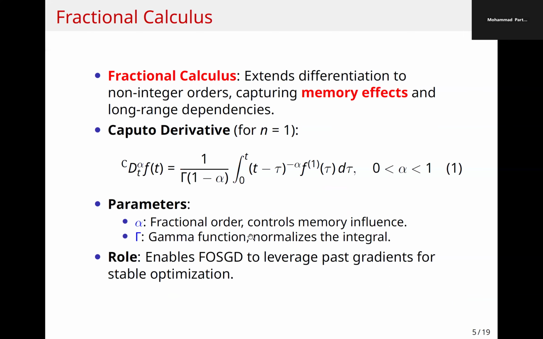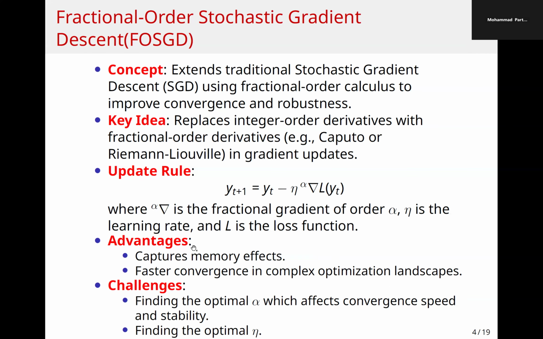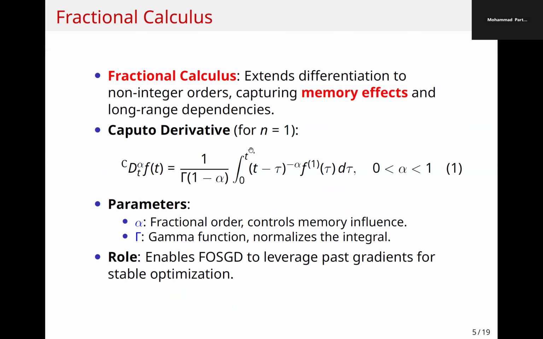But there's a challenge here. In fact, finding the optimal alpha is a big challenge. So we need to find a way to find the optimal value for alpha. Also, you see that finding the optimal learning rate is also a challenge for both integer order and fractional order SGD.